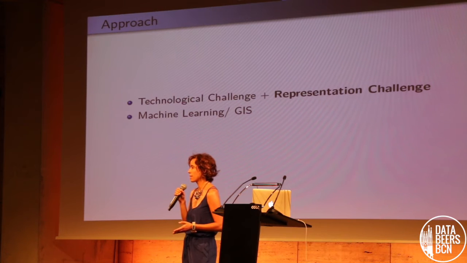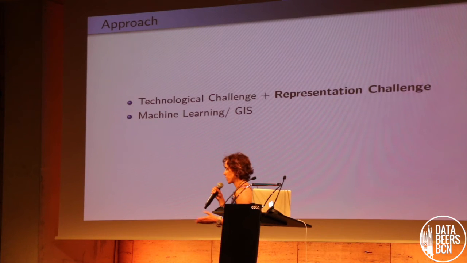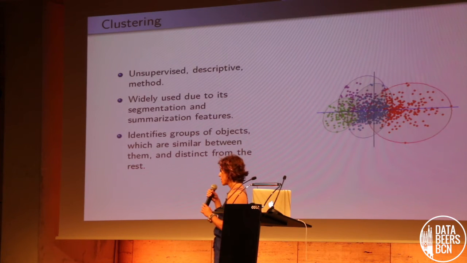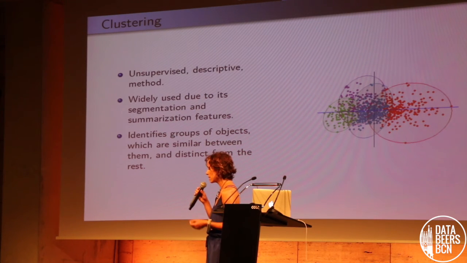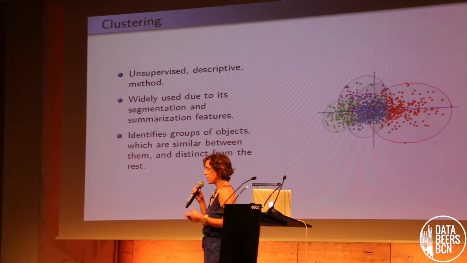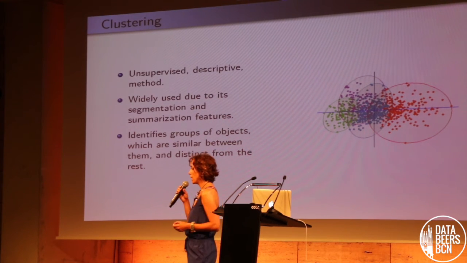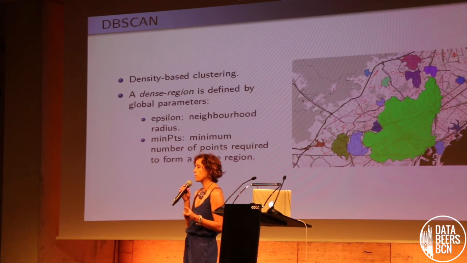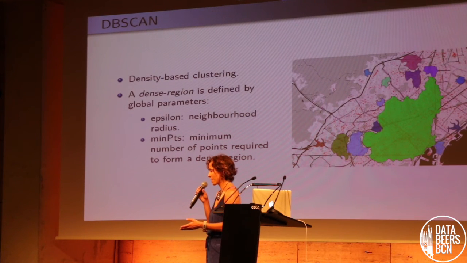I start with a little bit of introduction about machine learning clustering algorithms, which are widely used for their summarization and segmentation features. They can basically be used as a concise model for data, and they are based on the idea of grouping objects based on similarity. DBSCAN is a very widely used clustering technique, and it relies on a concept of density that is enforced by its global parameters, which are epsilon and minimum points.